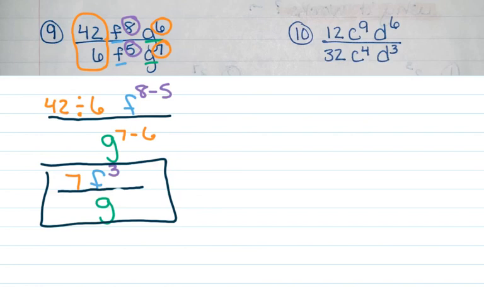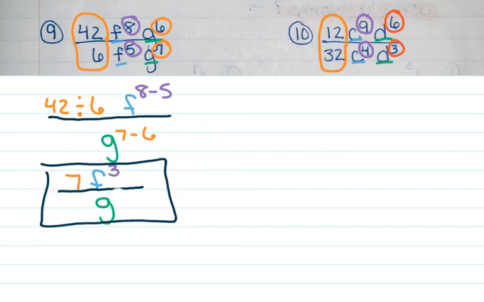Okay, my last example here, I have coefficients 12 and 32. Then I have a base of c with exponents 9 and 4. And then I have a base of d with exponents 6 and 3.